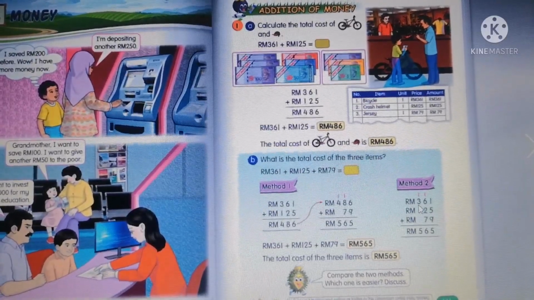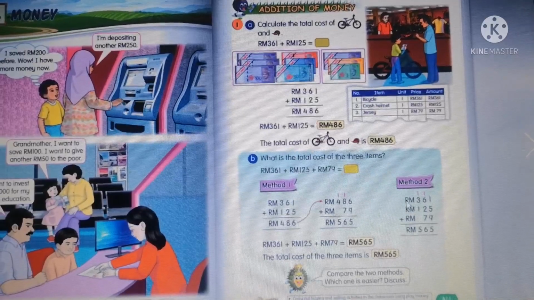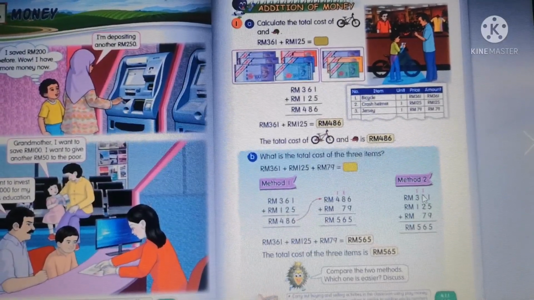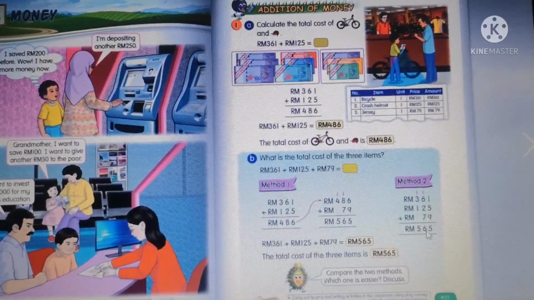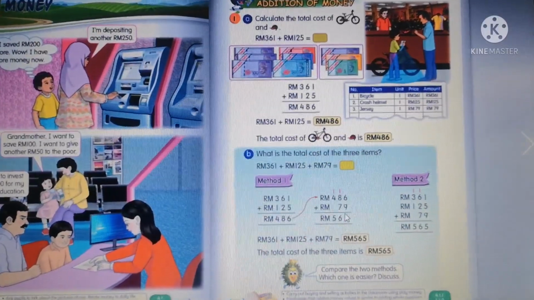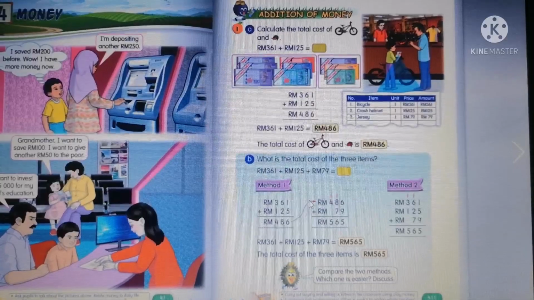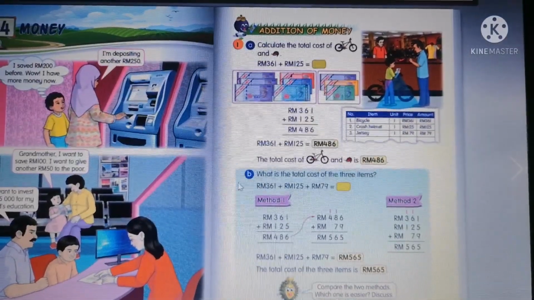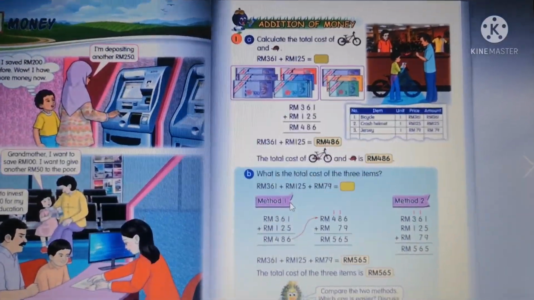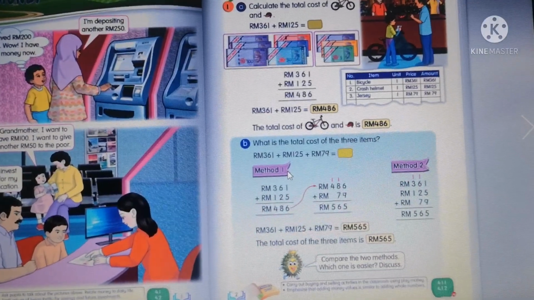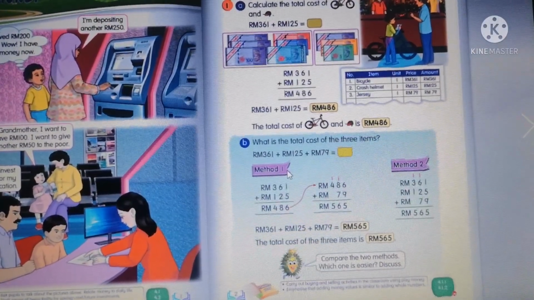And another method is one shot. You will plus one shot. You will do the calculation one shot like this. Somehow you will get the same answer. Okay? It doesn't matter which method you are doing. Do the method which you prefer, which you think you can do. Okay?